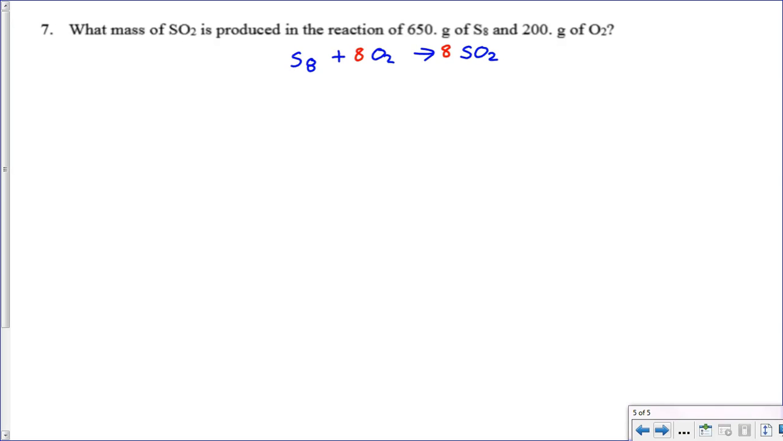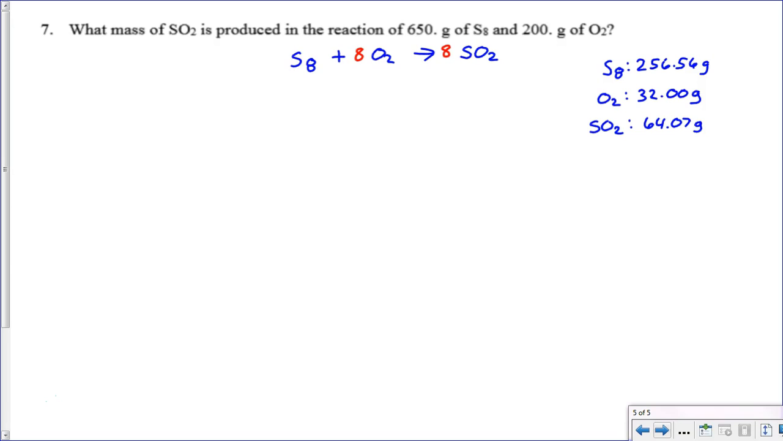We need 3 molar masses again for this, 1 for each of the reactants that we're starting with, and 1 for the product. So the molar masses for these are, for S8, we get 256.56. For O2, it's 32.00 grams. And for SO2, it's 64.07 grams.